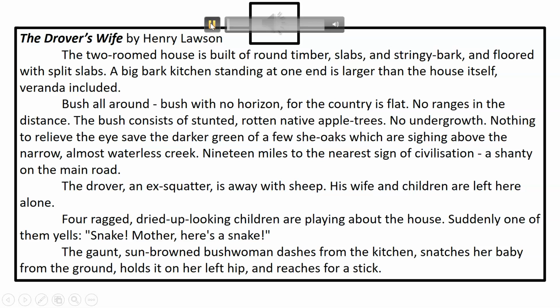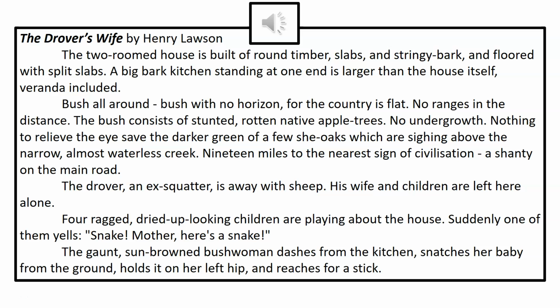The Drover's Wife by Henry Lawson. The two-roomed house is built of round timber slabs and stringy bark and floored with split slabs. A big bark kitchen standing at one end is larger than the house itself, veranda included. Bush all around, bush with no horizon, for the country is flat. No ranges in the distance. The bush consists of stunted, rotten native apple trees. No undergrowth. Nothing to relieve the eye save the darker green of a few she-oaks which are sighing above the narrow, almost waterless creek. 19 miles to the nearest sign of civilization, a shanty on the main road.